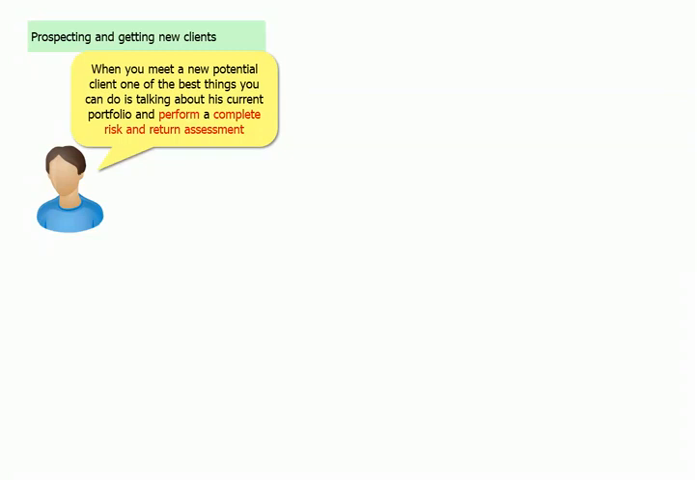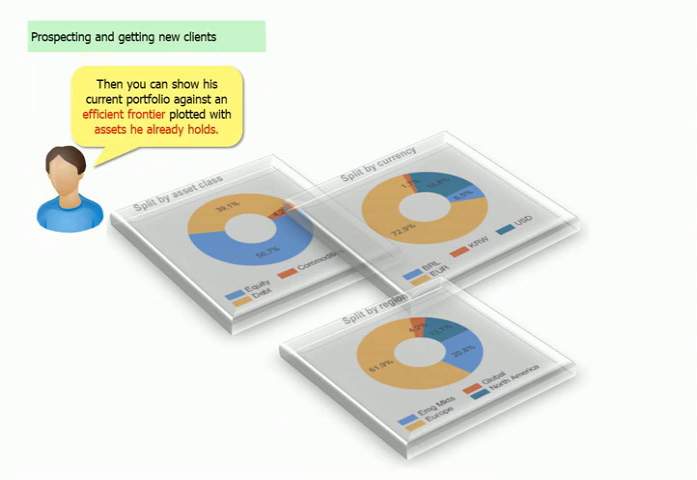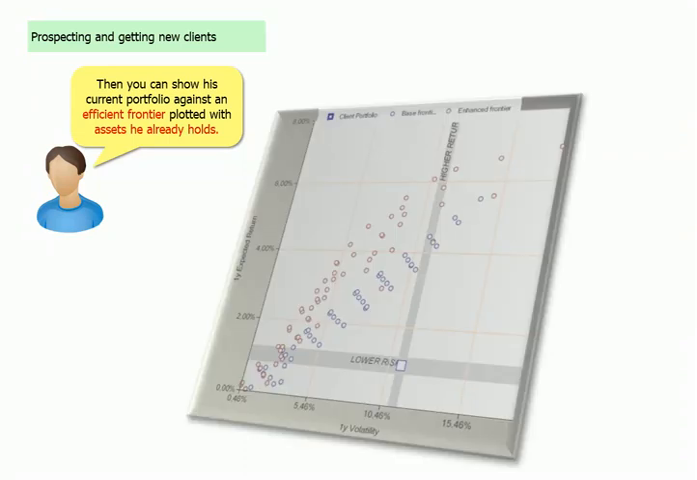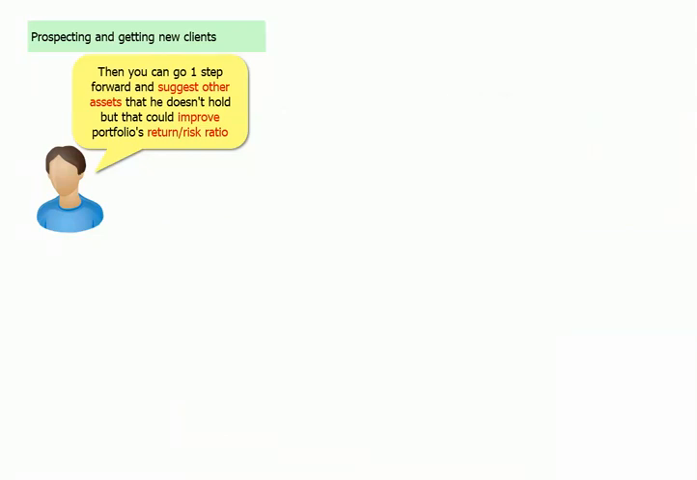When you meet a new potential client, one of the best things you can do is talk about his current portfolio and perform a complete risk and return assessment. Then you can show his current portfolio against an efficient frontier plotted with assets he already holds. Then you can go one step further and suggest other assets that he doesn't hold but that could improve the portfolio's risk-return ratio.